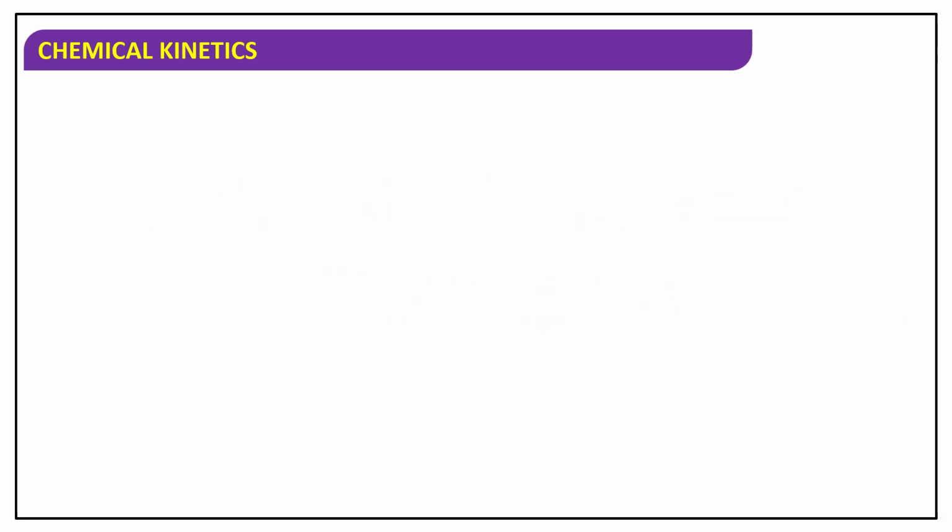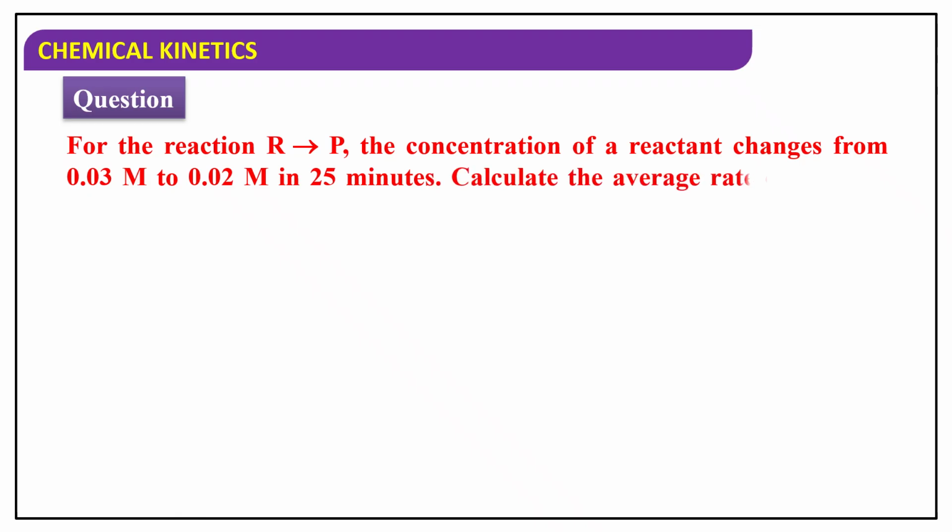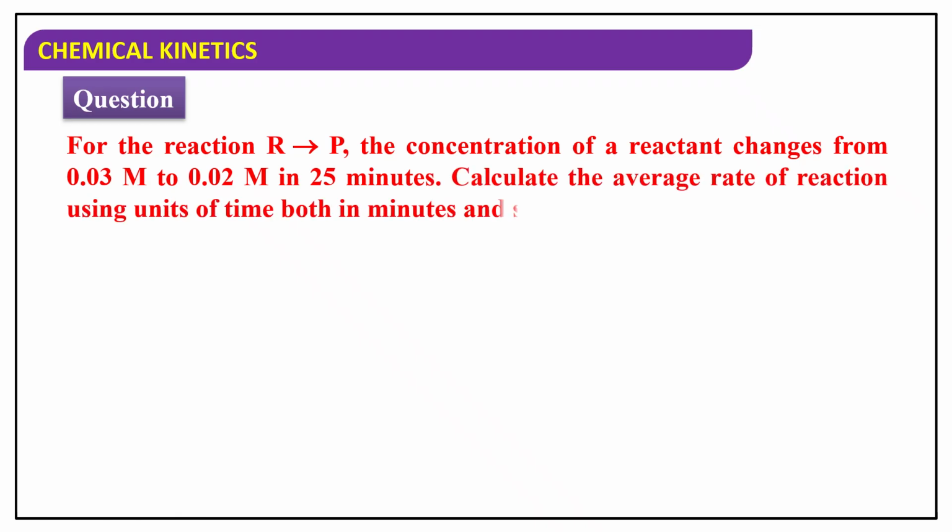The rate of reaction problem. Question: for the reaction, reactant gets converted into product. The concentration of a reactant changes from 0.03 mole to 0.02 mole in 25 minutes. Calculate the average rate of reaction with units of time both in minute as well as second.